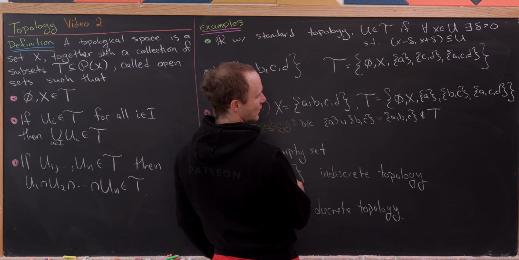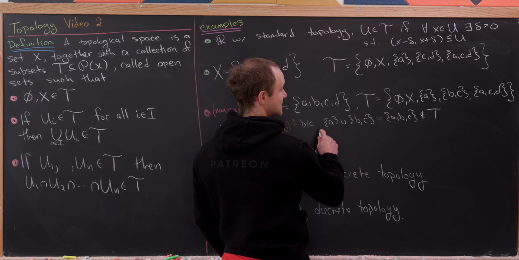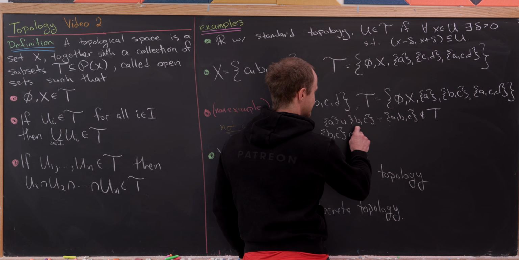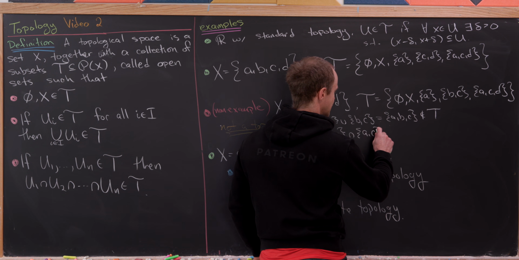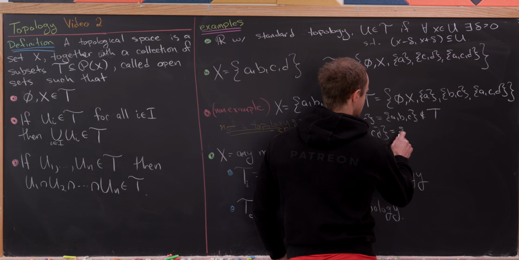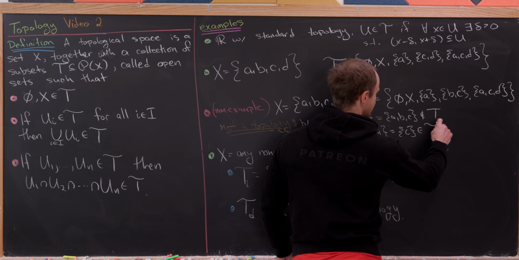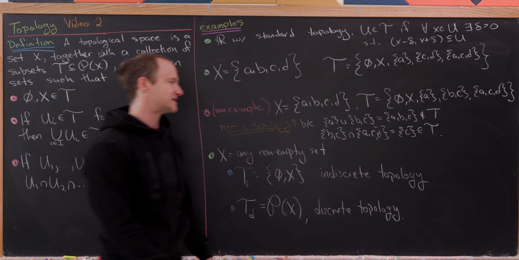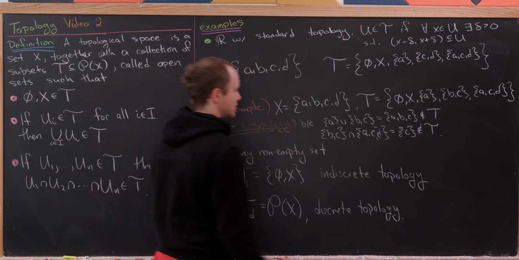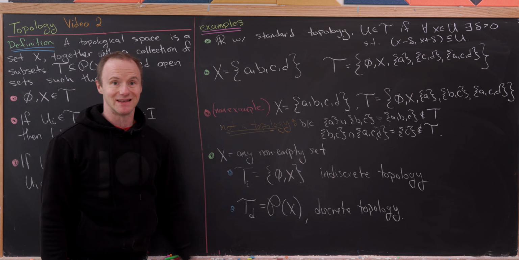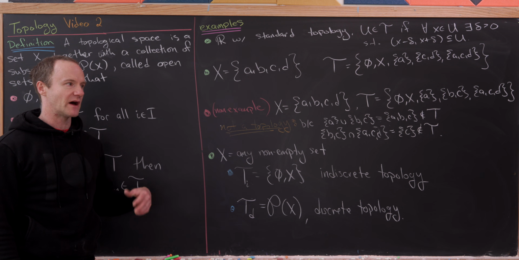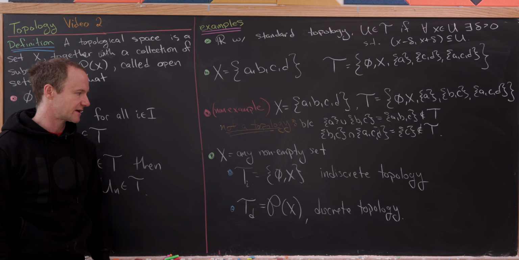And then there's another one that we could do. Let's look at this. Maybe BC intersected with ACD is pretty clearly just equal to the singleton C, but the singleton C is not an open set in this setting. And so we don't satisfy this condition either. Anyway, so that's not a topology, and that tells us that we really do have to be careful about the collection of subsets that we take.